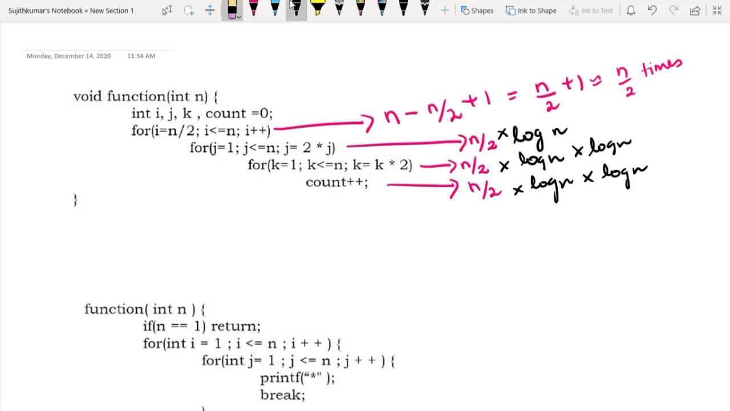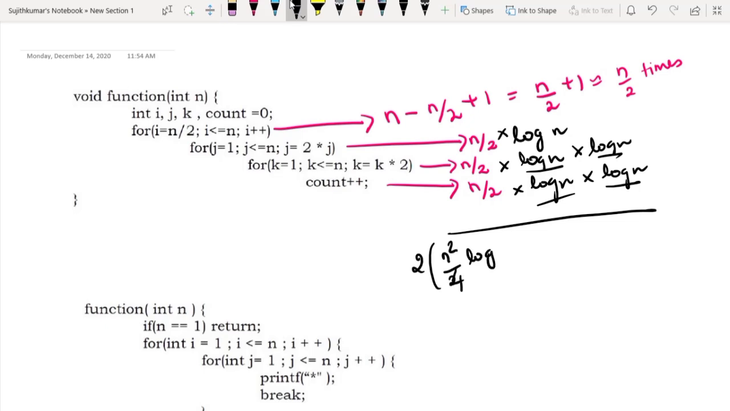So now if I look at the time complexity of this particular algorithm, what I'm having here is 2 times n square by 2, n square by 4, log n square. I'm just clubbing these two. I have to add all the terms, right? So this is the first term, second term, third term, and fourth term.